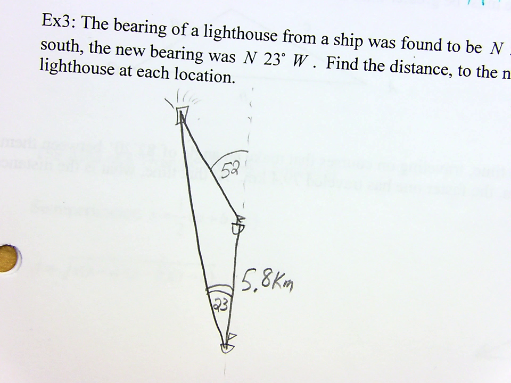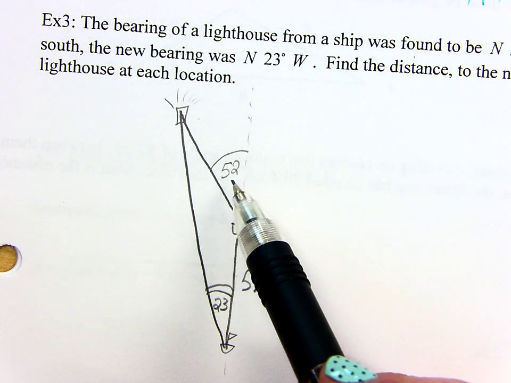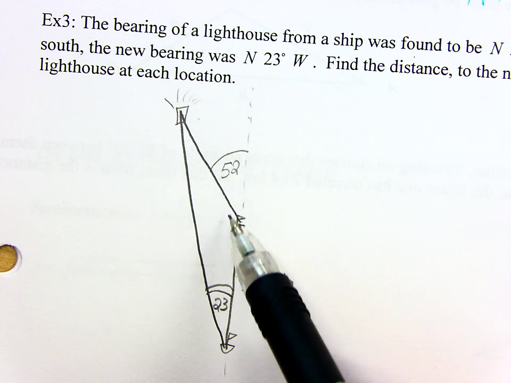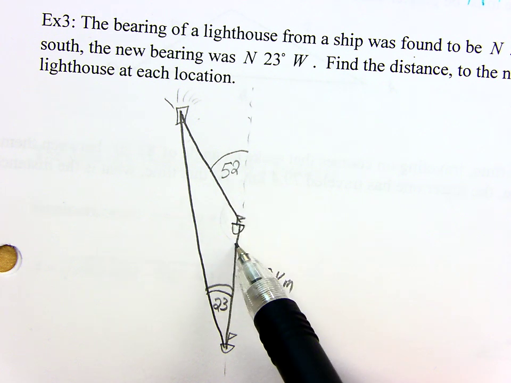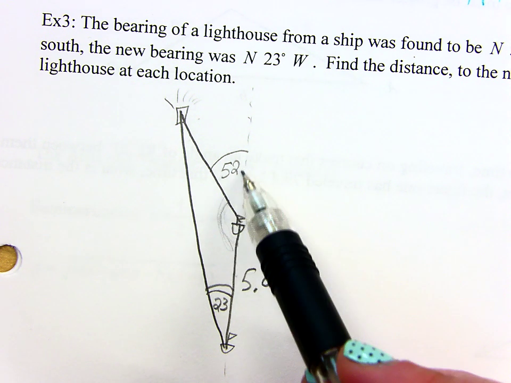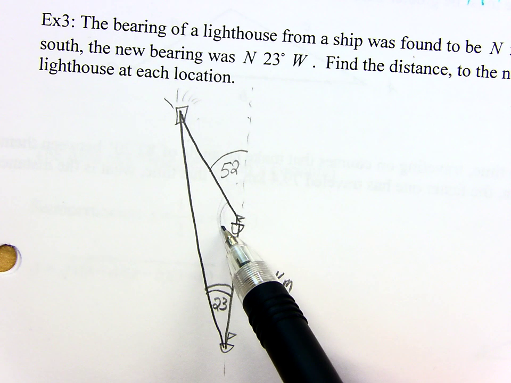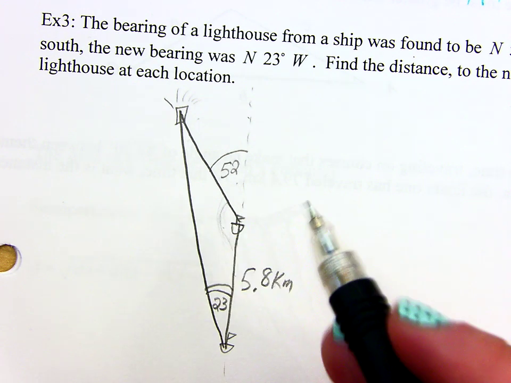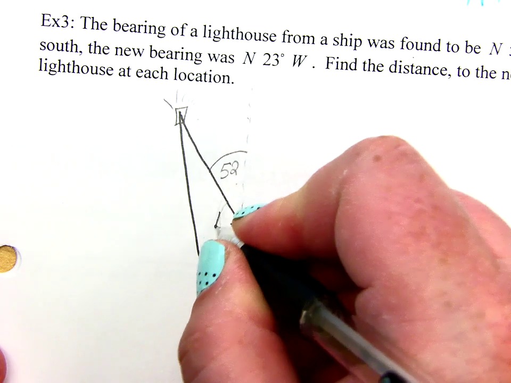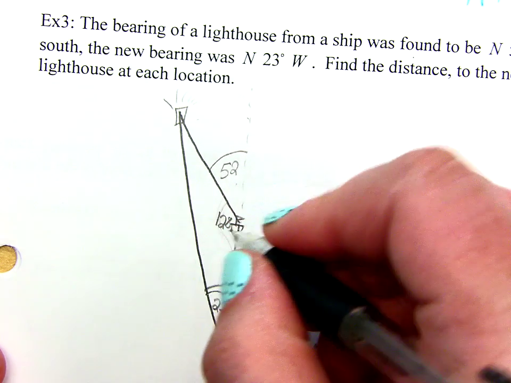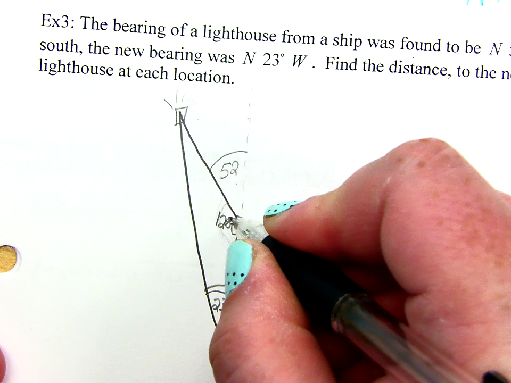So that 52 degrees, would it be alternate interiors? Well, no, I don't have any parallel lines, but I do know this angle. Is it 180 minus 52? Yes, this is just a straight line. That's my north-south line. If that's 52, this is 180 minus 52, or 128.